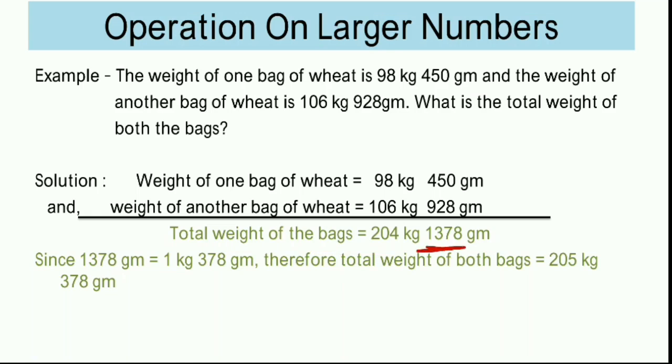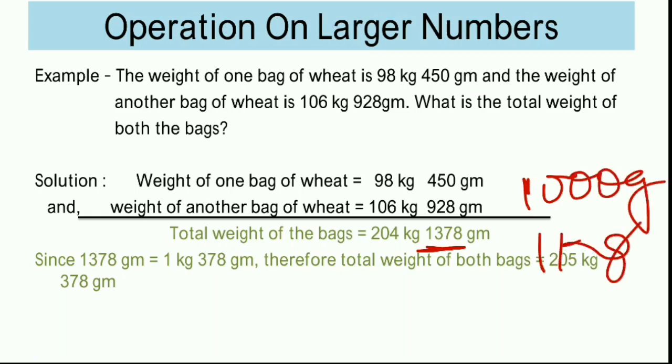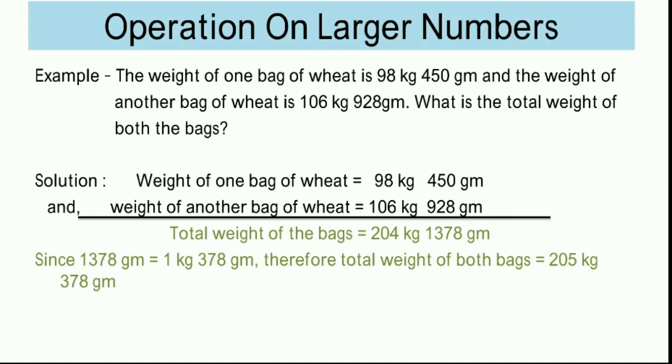But here you will see that 1378 gram is not the good way to write, because whenever it is more than 1000 gram, it will be written as 1 kg. So the correct way is that this data will be converted into kg and added to the kg data. Here 1378 gram is equal to 1 kg 378 gram.